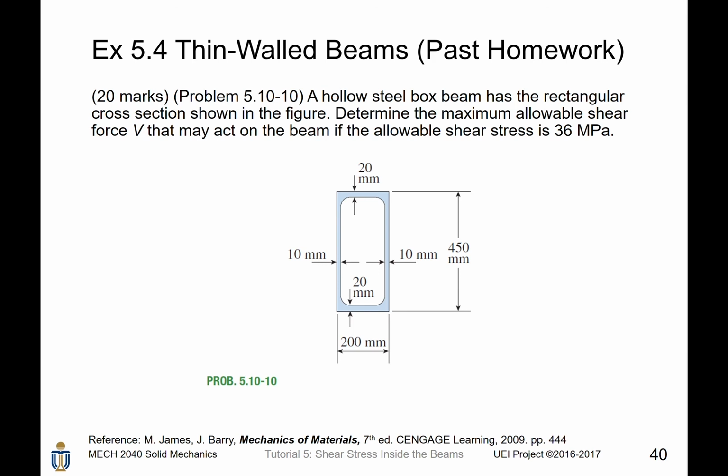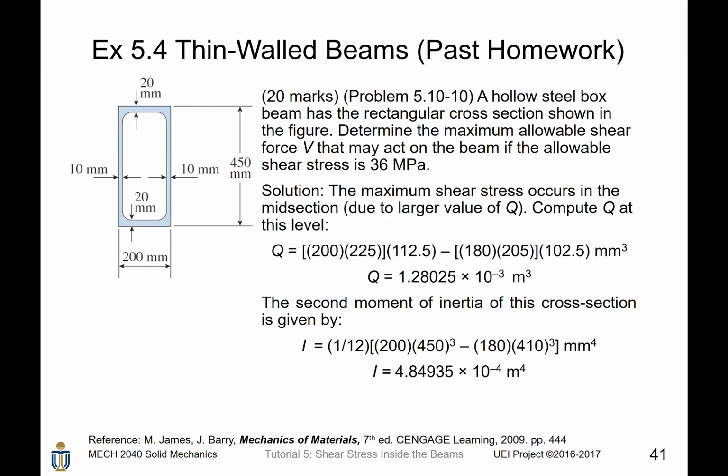A hollow steel box beam has the rectangular cross-section shown in the figure. Determine the maximum allowable shear force V that may act on the beam if the allowable shear stress is 36 MPa. Firstly, the maximum shear stress is the shear stress in the midsection, because in the midsection, the first moment of inertia is the largest.